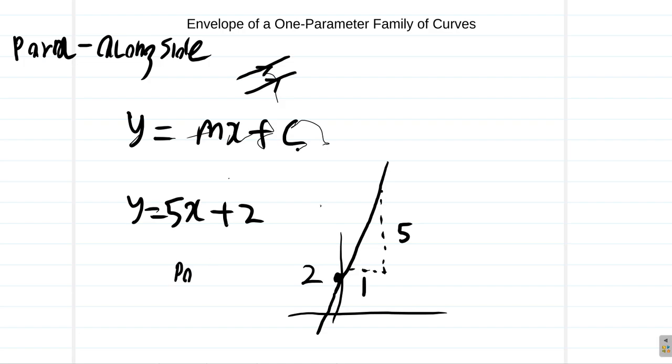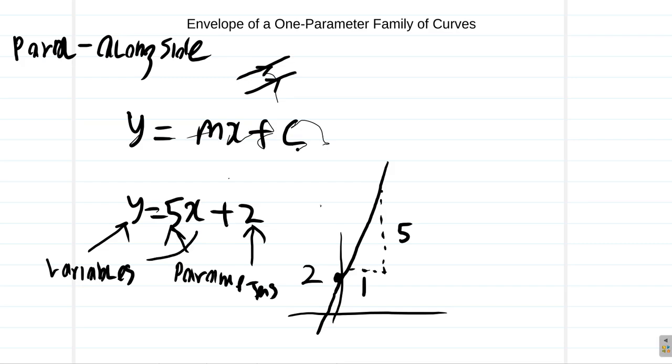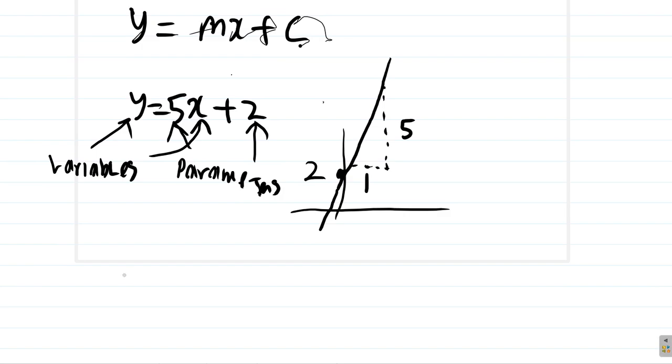So there are two parameters here, 5 and 2. x and y are constantly changing, so they are variables. The variables are x and y. Now the parameters are fixed for this case, but you might have another case where you say y is equal to 3x plus 5. So 3 and 5 are fixed for this particular case.